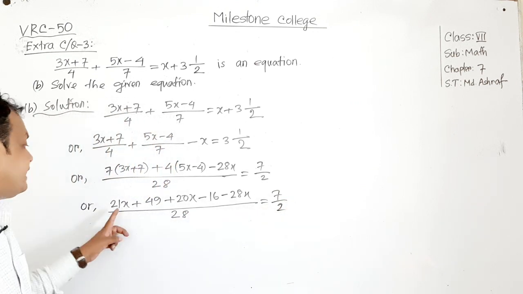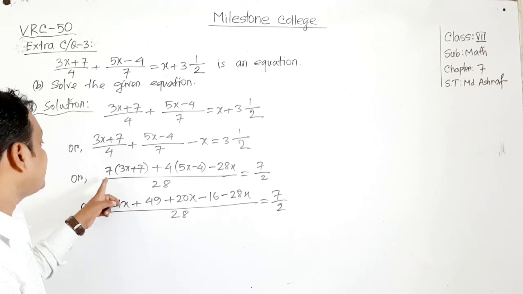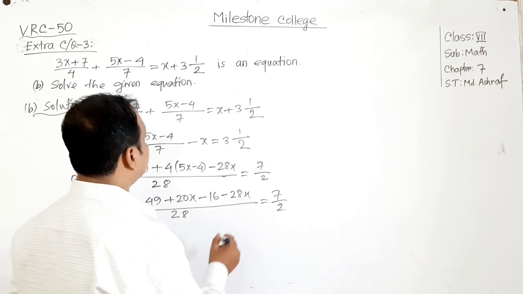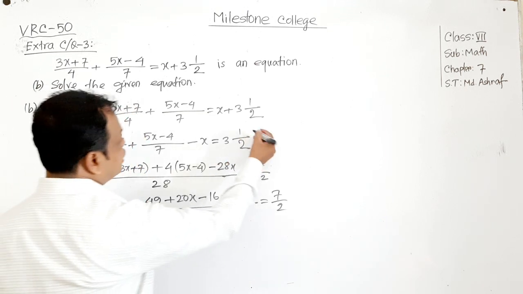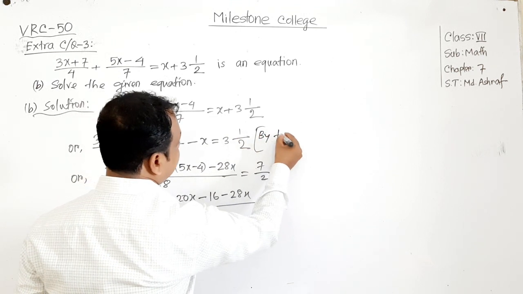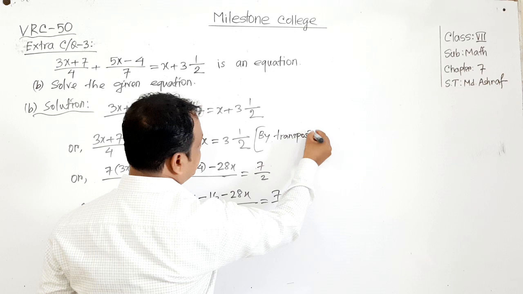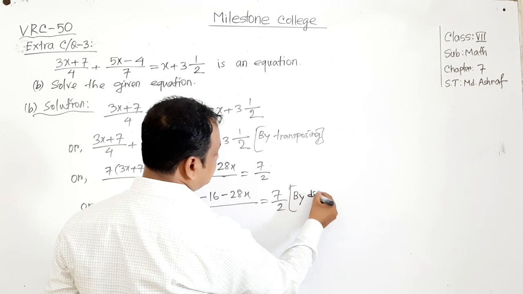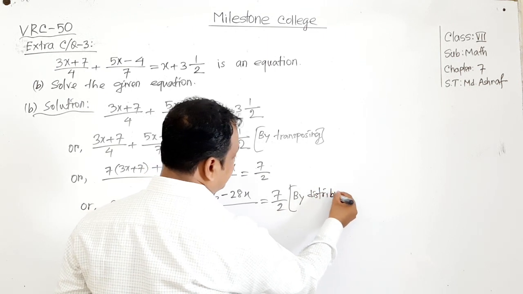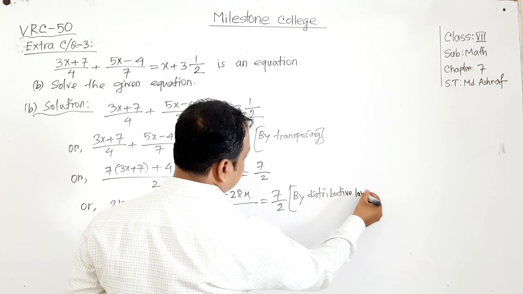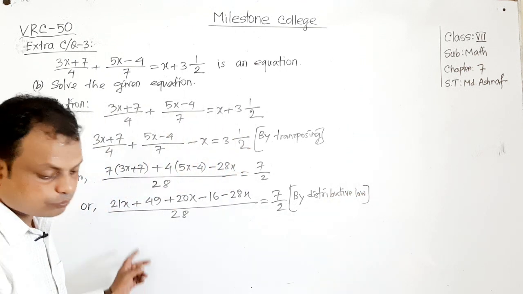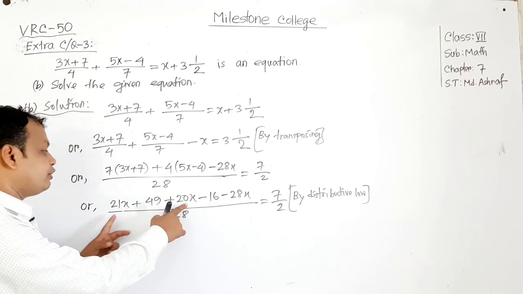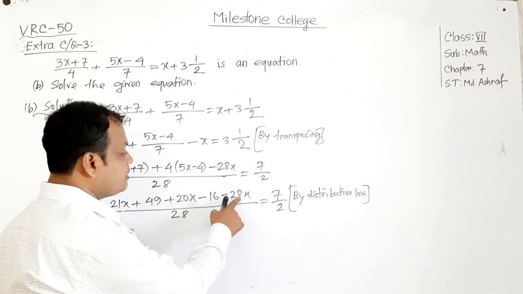Okay, now calculate this part, the x related terms. So what we have done here, we have got this by the distributive law. You can give a side note here, by transposing, then we can give a side note by the distributive law. Okay, by distributive law. So this is the thing. Now we'll add 21x plus 20x, it will be 41x, then 41x minus 28x.